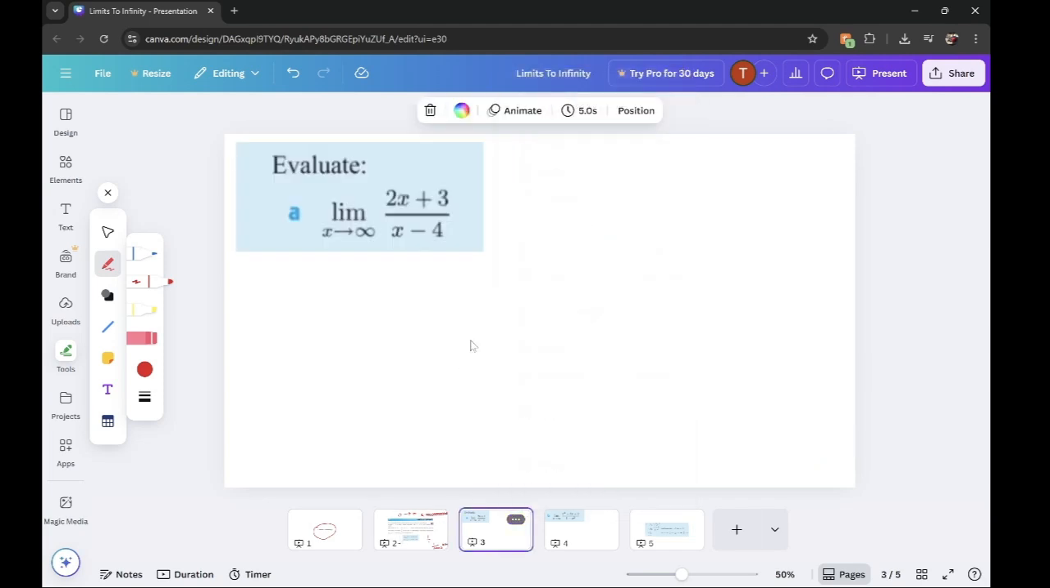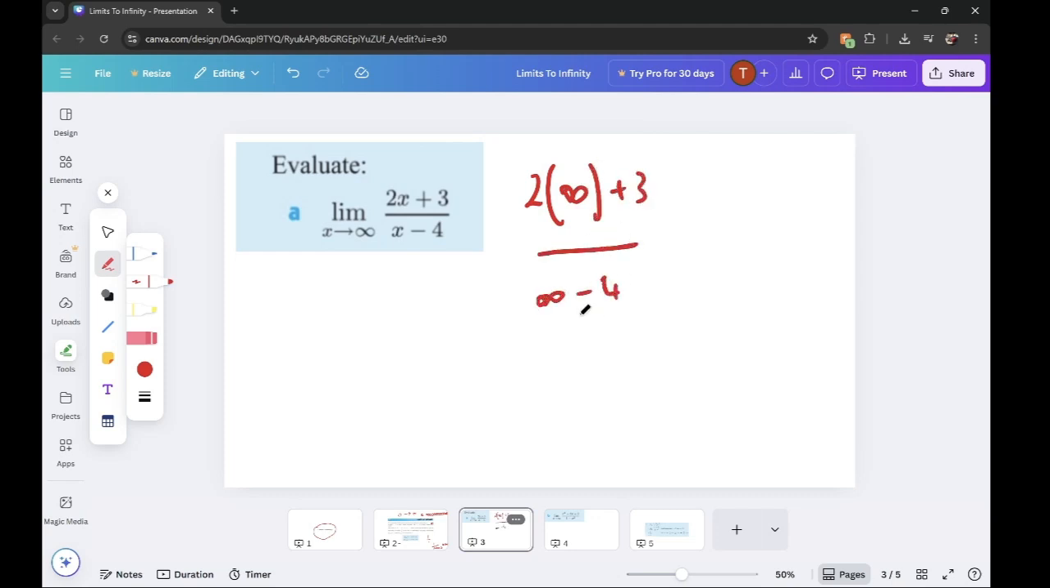So we have an actual function now: the limit to infinity of 2x plus 3 over x minus 4. How are we going to do this? If we first try plugging in infinity, we get 2 times infinity plus 3 over infinity minus 4. We cannot do anything with that. Infinity has no value, so we cannot multiply it by 2 and add 3, and we do not know the value of infinity minus 4.